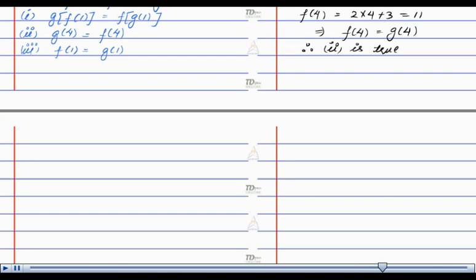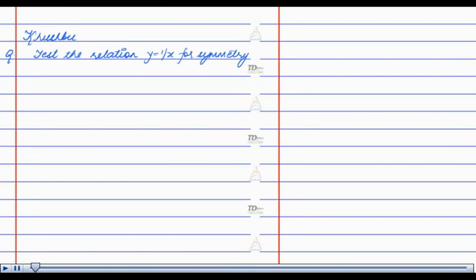We have already evaluated f(1) as 2 and g(1) as 5. This implies that f(1) is not equal to g(1). So, third is not true. And so, the correct answer is option number 2. Thank you.